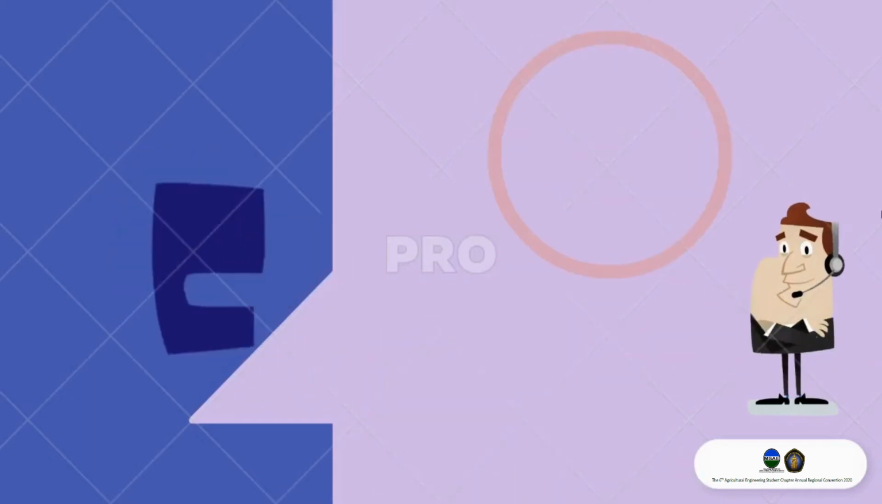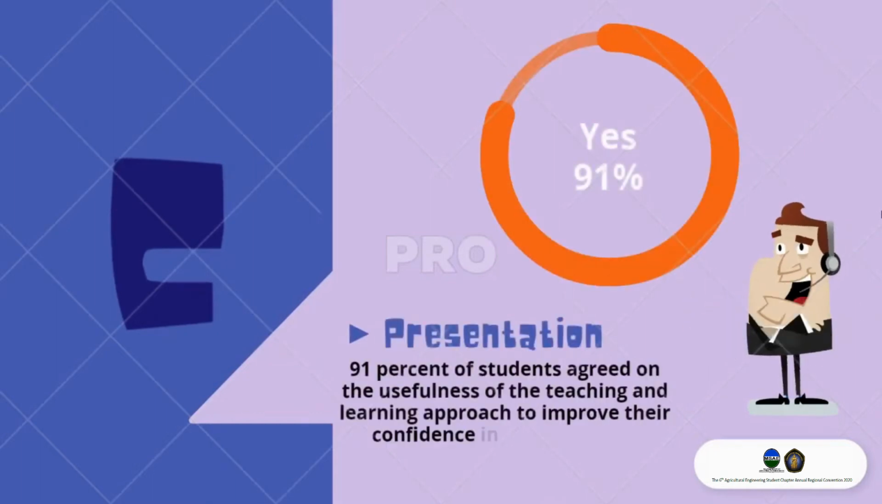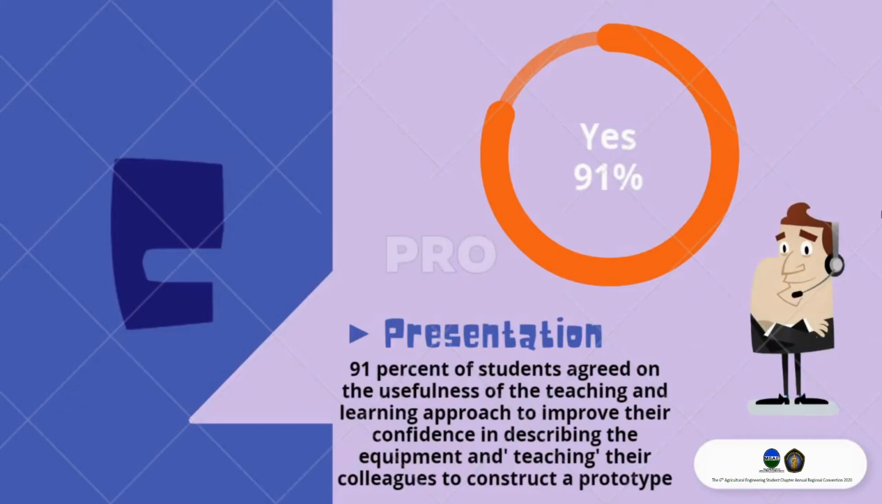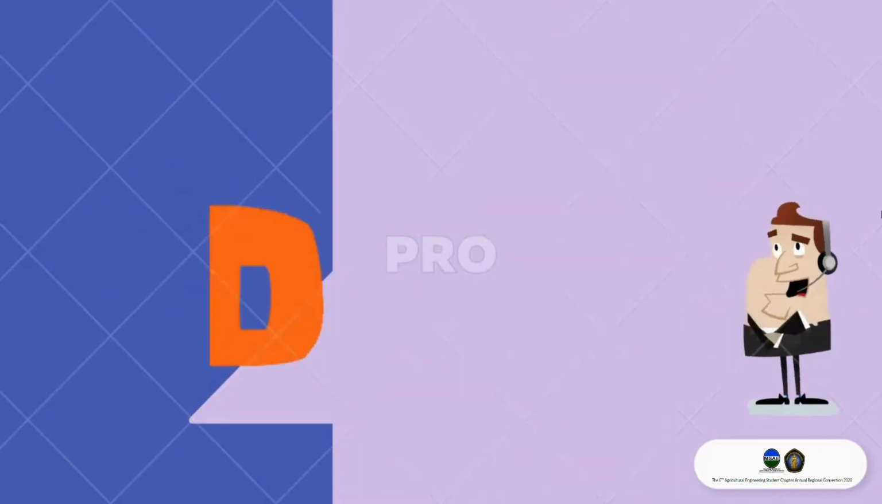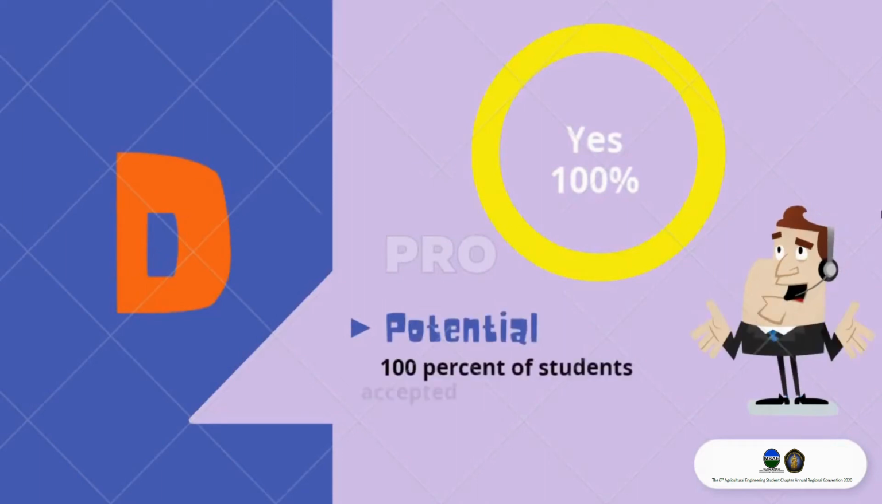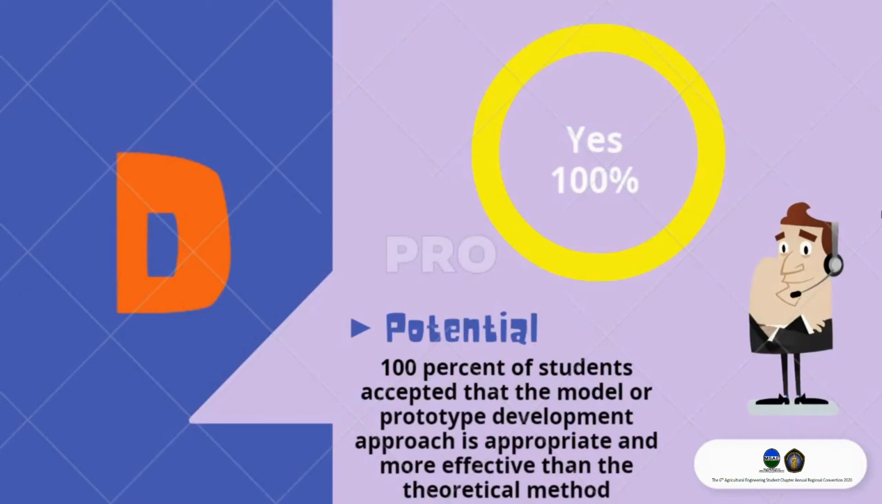Under presentation criteria, 91% of the students agreed on the usefulness of the teaching and learning approach to improve their confidence in describing the equipment and teaching their colleagues to construct a prototype. And finally, under potential criteria, all students accepted that the models or prototype development approach is appropriate and more effective than the theoretical method.